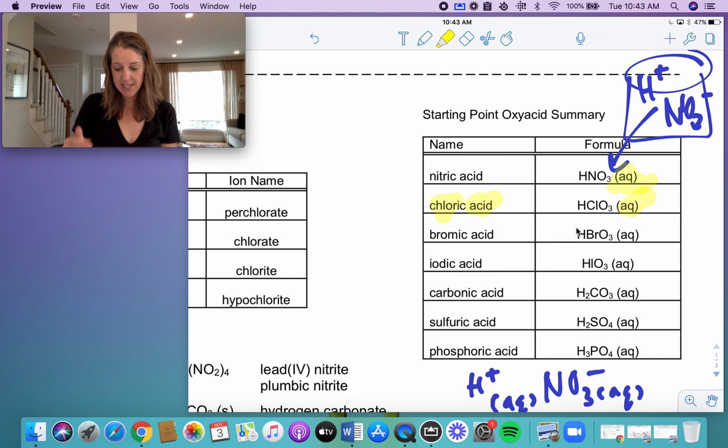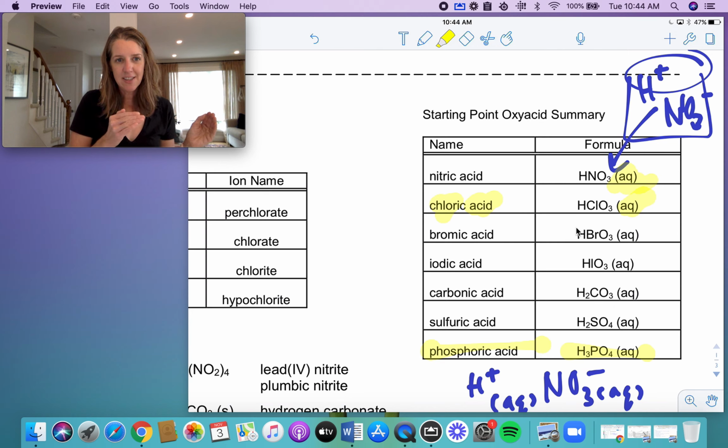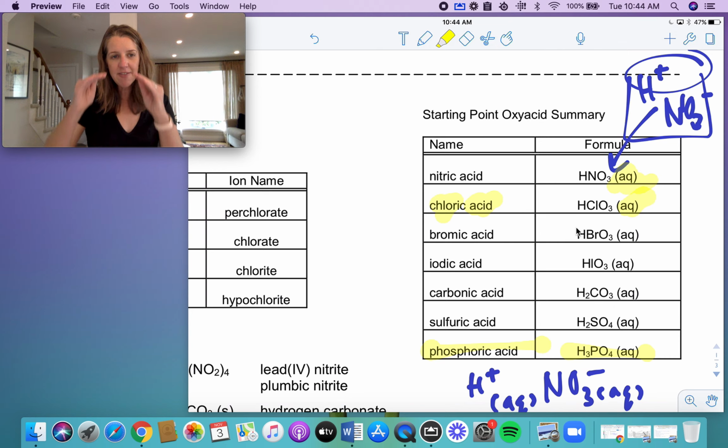And then if you go all the way down, you don't need to memorize that phosphoric acid is H3PO4 aqueous because you memorized that a phosphate is a PO4 with a 3- charge. Therefore, when it combines with hydrogen, you're going to need 3 hydrogens. So phosphoric acid will be H3PO4. See how you're going to use those memory tricks? You take the charge of the polyatomics, you add how many hydrogens you've got. That's your starting point for that oxyacid.